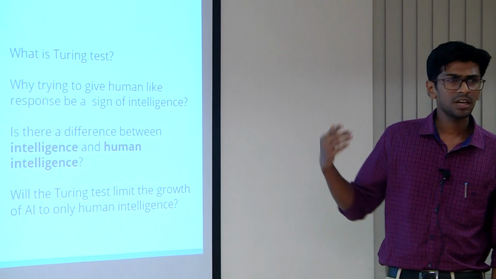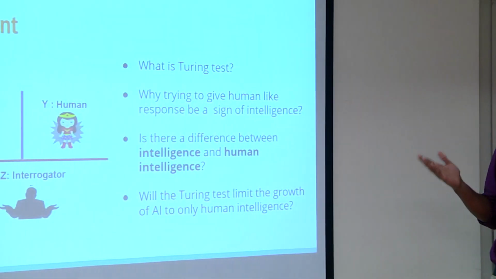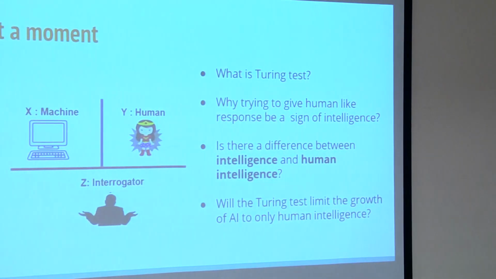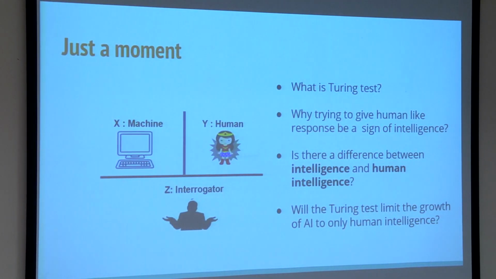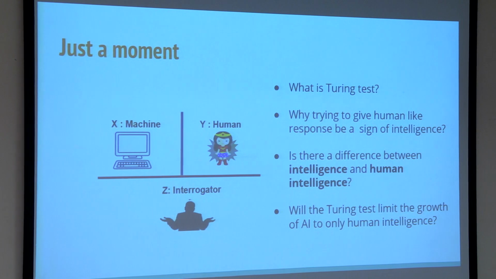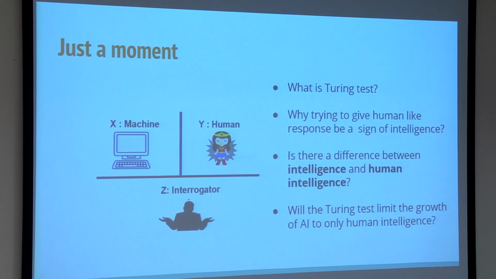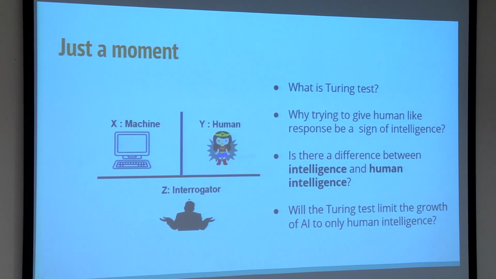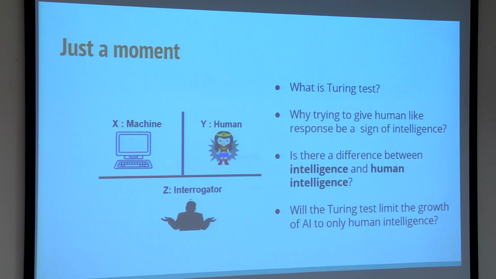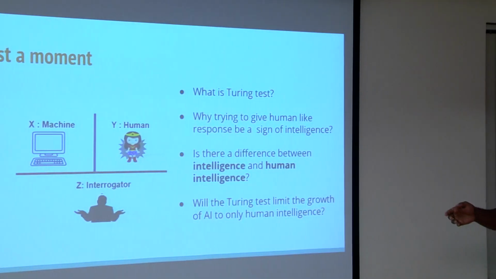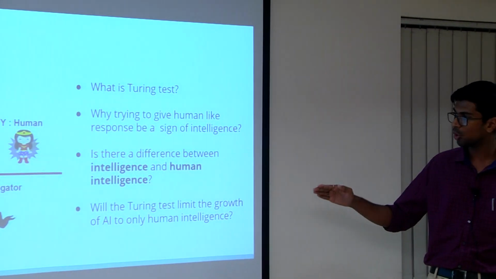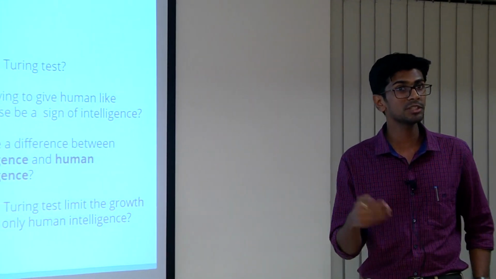Now, one question that came to my mind is: why is trying to give a human-like response a sign of intelligence? Animals, are they intelligent? They are also intelligent, right? So why not a human-like response? Okay, maybe we understand humans better than animals. Maybe, I don't know. Let's try to discuss these kinds of questions. Is there a difference between intelligence and human intelligence? These are open questions. We will discuss all these. And will the Turing test limit the growth of AI to only human intelligence? That is also an interesting question that people are discussing.